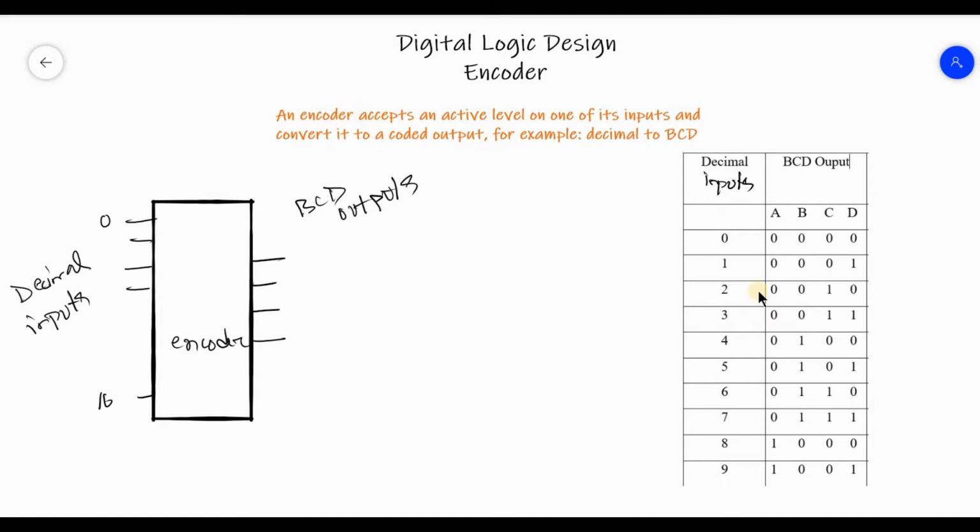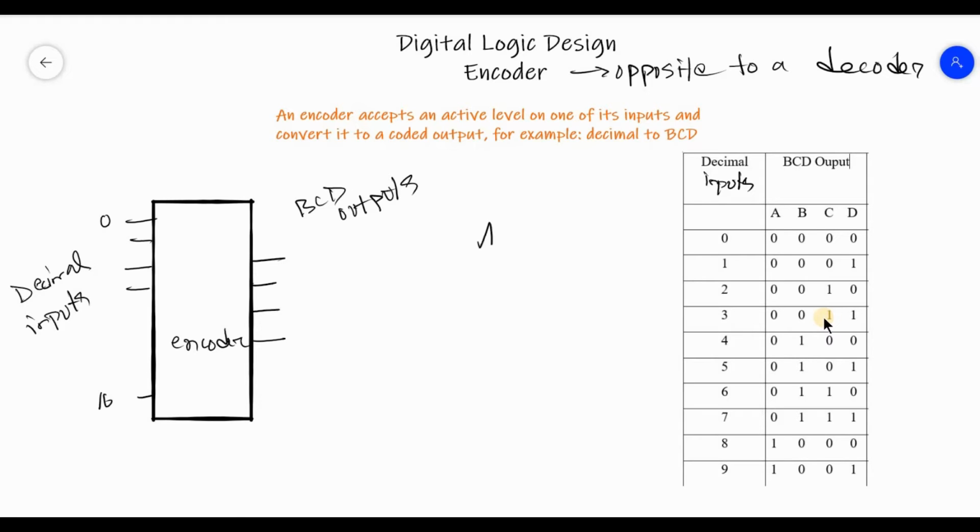So an encoder acts opposite to a decoder. It takes in a bunch of inputs and can produce a sequence of output through its process. So if you can see here, you can find out a sequence.